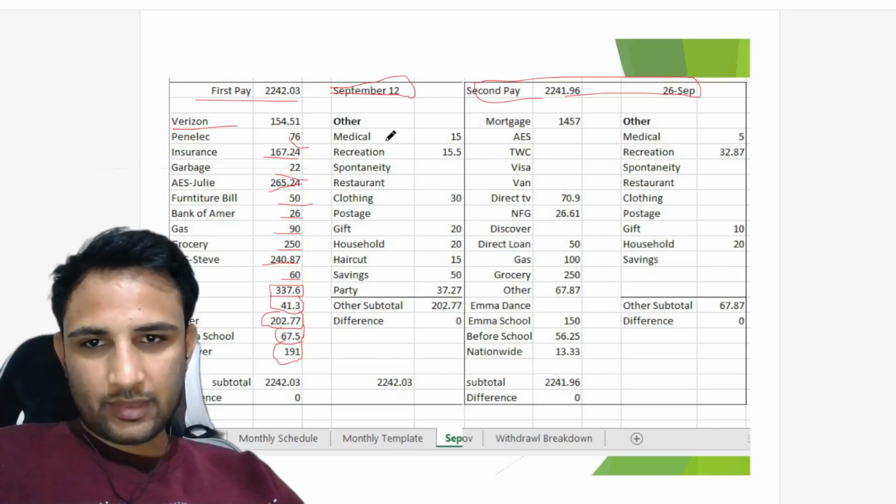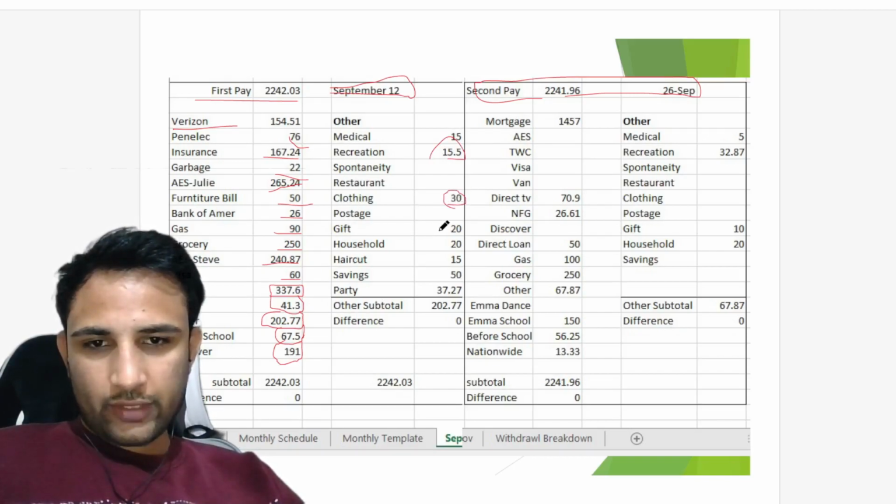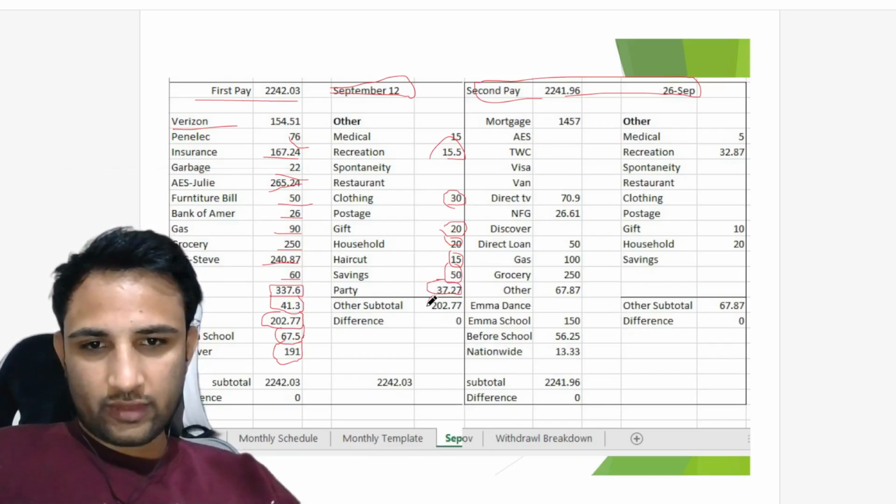These are some other expenses. For medical, we have $15. For recreation, $15.5. Then the next one is clothing, that is $30. For gifts, we have $20. For household, $20. For haircut, $15. For saving, $50. For party, $37.27. And the total is $202.77.